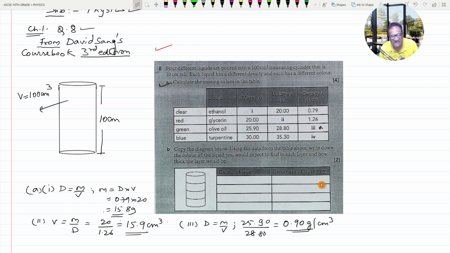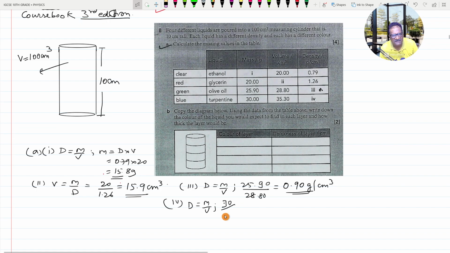And the fourth one, again, you have to find out density. So density is equal to mass upon volume. This time the mass is 30 grams divided by the volume, which is 35.30. This works out to, I think, 0.85 gram per centimeter cube. So these are the answers for 1, 2, 3, and 4. So the A part of question number 8 is over. We have filled up all these places 1, 2, 3, and 4.